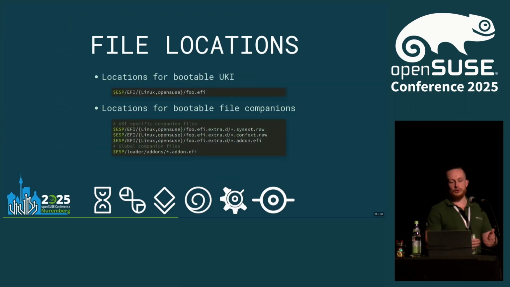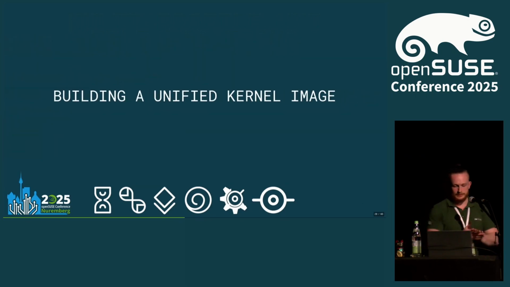And for the ESP partition, where your boot is, it follows the same logic. So you have your UKI in the UEFI directories and the companions that follow it. So that was the theory. Now, the goal is to build a unified kernel image.